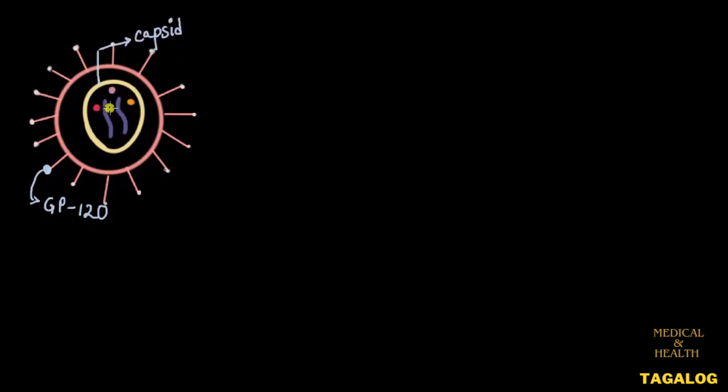Now, what is the genetic material of the HIV virus? RNA. So let me write it here. It has 2 single-stranded RNAs. And along with that, can you see these 3 dots here? These are actually enzymes. It also carries 3 very important enzymes with it. And I like to call them RIP.